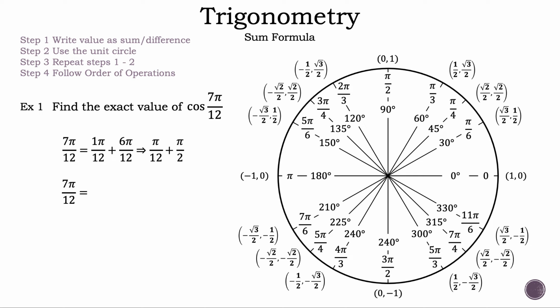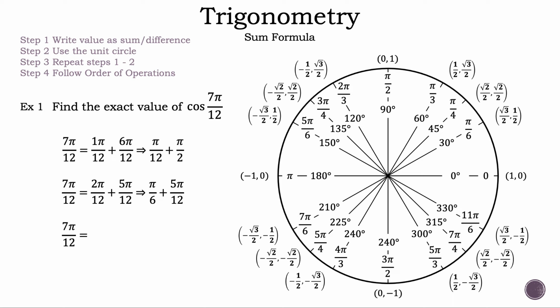Let's continue with the next natural number, which is 2. So we have 2 pi over 12 plus 5 pi over 12, because 2 pi plus 5 pi is equal to 7 pi. Let's simplify. So we have pi over 6 plus 5 pi over 12. Unfortunately, only pi over 6 is on the unit circle, so we must break down 7 pi over 12 once more.